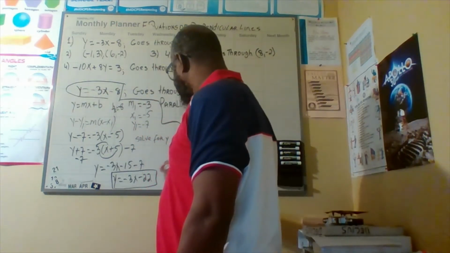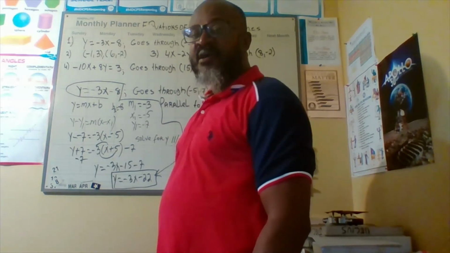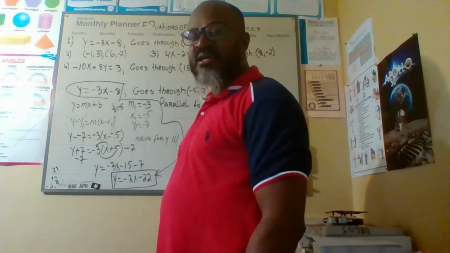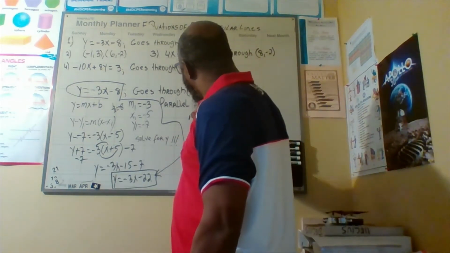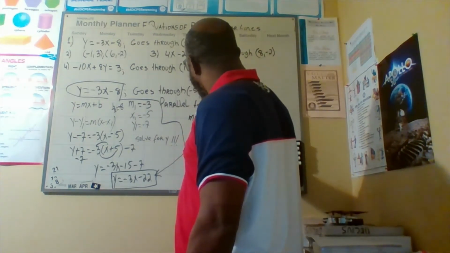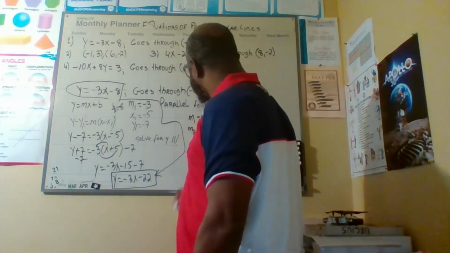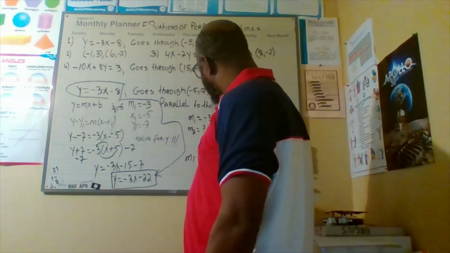Right? That's the first equation. Now I'm going to write an equation that is perpendicular to that line. So in order to write an equation that is perpendicular, my m1 was -3. I need to identify an m2. I need the different slopes. And it says m1 times m2 must be equal to -1.